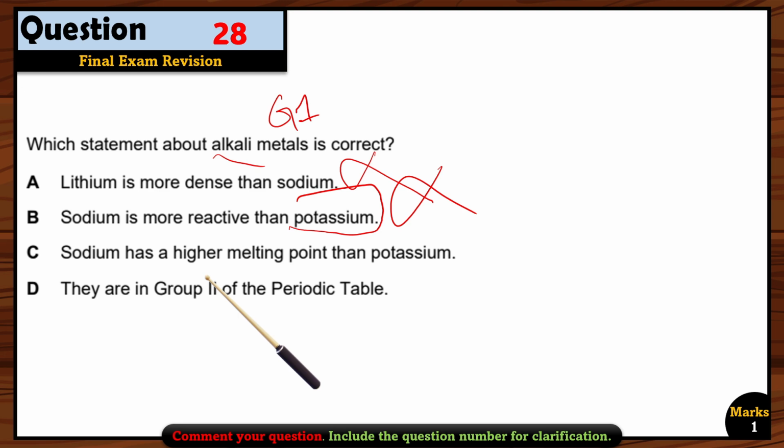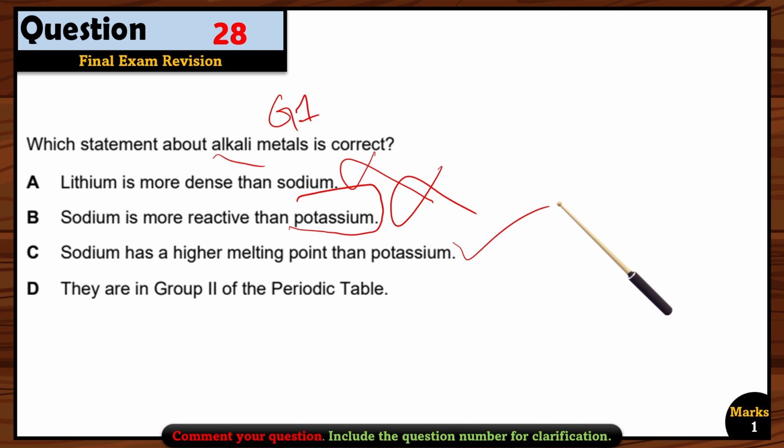Okay. The melting point decreases down the group. So if you see where sodium is, sodium is at the top and potassium is at the bottom, after sodium, right? So sodium has a high melting point and potassium has a lower melting point. So this option is the right option.